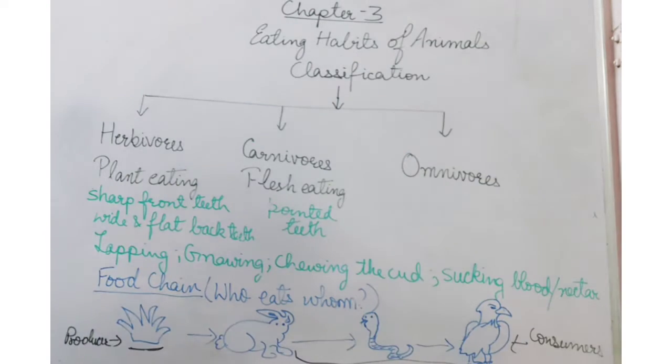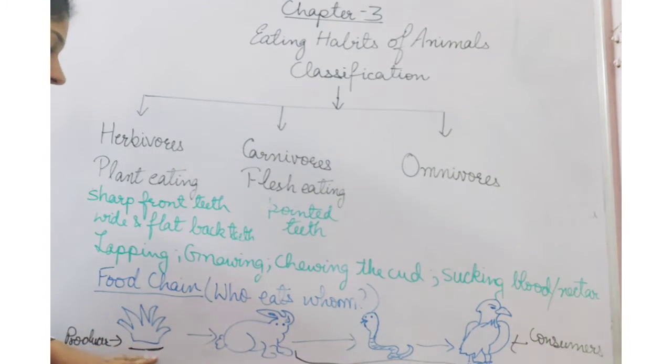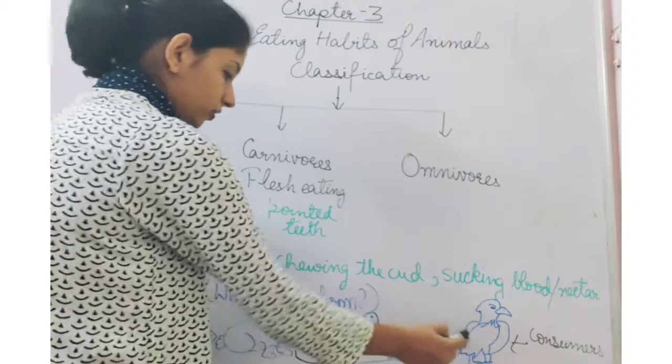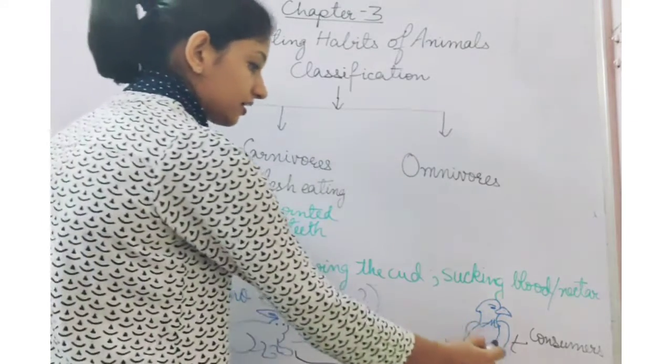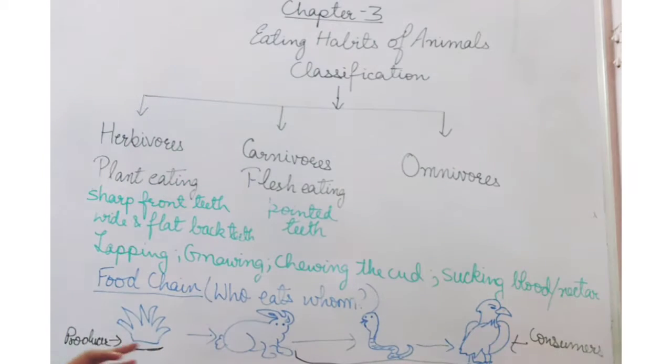The important point to note here is that it will always start with the producer, that is, the green plants, because green plants make their own food. After this, whatever you have, rabbit, snake, vulture, they all represent the consumers.